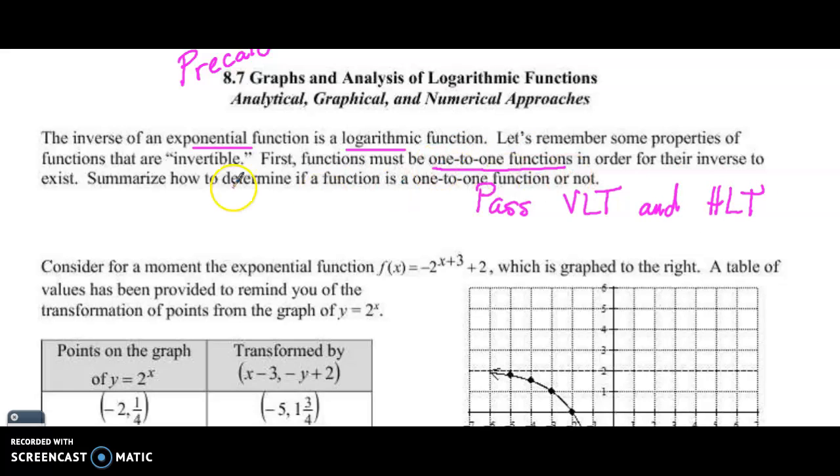And what we can then do, okay, so that answers if it's one-to-one or not. But as far as an inverse goes, that's when we switch x and y. And then we solve for y. And I do realize that we write things in function notation, but f of x is the same thing as y.